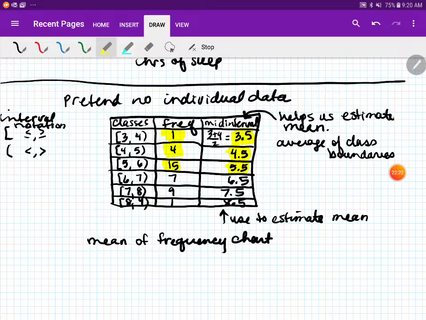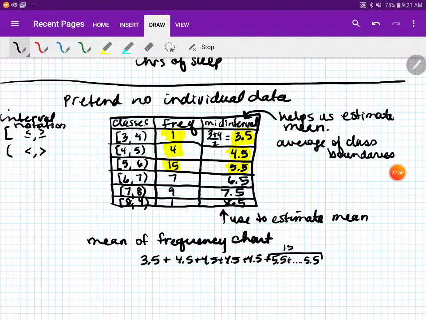Because we don't know what the data itself is, we're pretending that every value in the 3 to 4 class is 3.5. That's what we're doing. So if you were doing a mean, you would do 3.5 plus 4.5, but how many 4.5s do I have? I have 4, just so you can visually see how this goes. Plus 5.5 plus 5.5, right? How many 5.5s do I actually have? I have 15 of these, right?